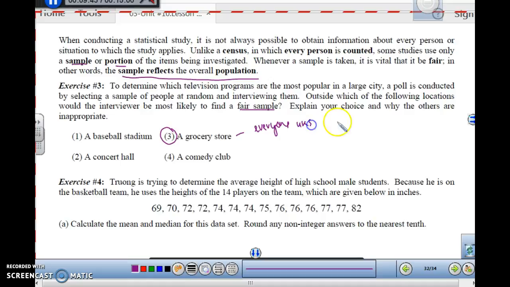So it doesn't matter what they like or do not like. In a grocery store, you're going to get a random sample of people. Baseball stadium, probably people that like sports would watch that. For a concert hall, probably people that like music would watch music channels. And a comedy club, if they liked the comedy channel or sitcoms or whatever, they'd probably like there. But everybody has to go to the grocery store. So if you want a fair sample, you would pick a grocery store over that.